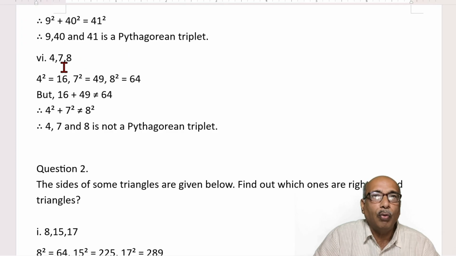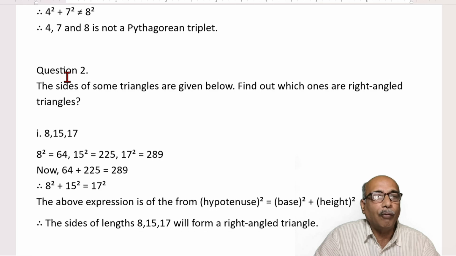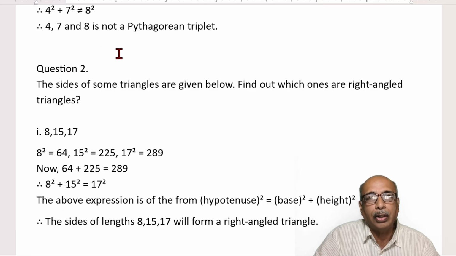Next numbers, 4, 7, 8. 4 square is 16, 7 square is 49, 8 square is 64. But 16 plus 49 equals 65, which is not equal to 64. Therefore, 4 square plus 7 square is not equal to 8 square. Therefore, 4, 7 and 8 is not a Pythagorean triplet.